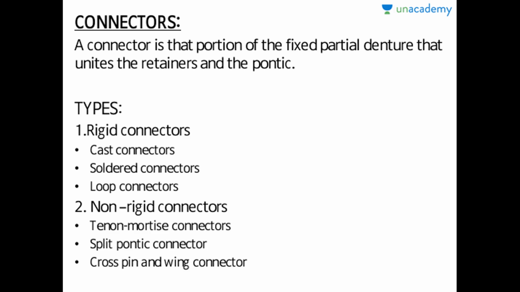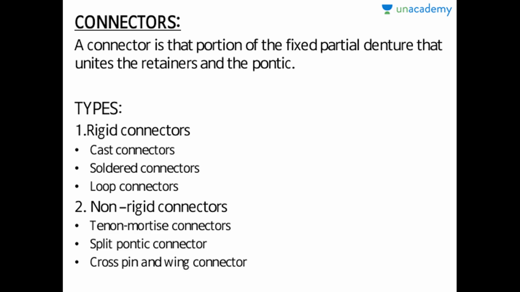Now, rigid connectors can be cast connectors, soldered connectors or loop connectors. That is, the retainer and the pontic can be connected by casting it, or it can be soldered, or it can be connected with the help of a rigid loop. In cases of non-rigid connectors, they can be tenon mortise connector, split pontic connector, and cross pin and wing connector.